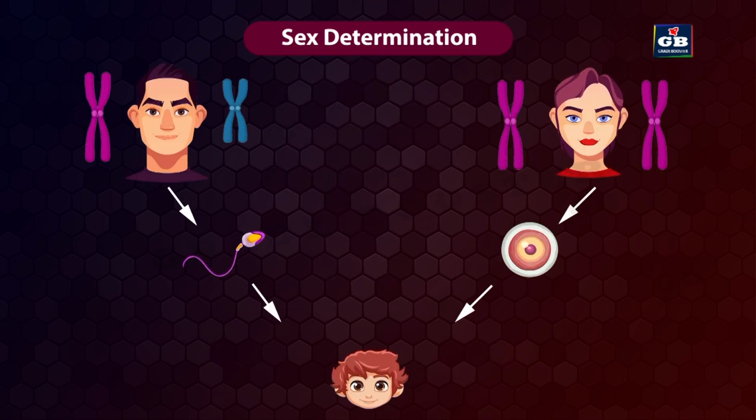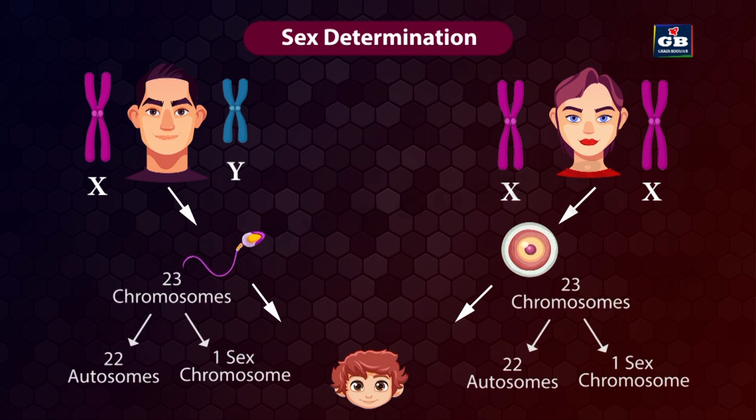Females have a pair of same kind of sex chromosomes, XX, whereas males have a different pair of sex chromosomes, X and Y. So females are XX and males are XY. Gametes or sex cells are haploid in nature. That means they have only 23 chromosomes. Out of these, 22 are autosomes and 1 is a sex chromosome.